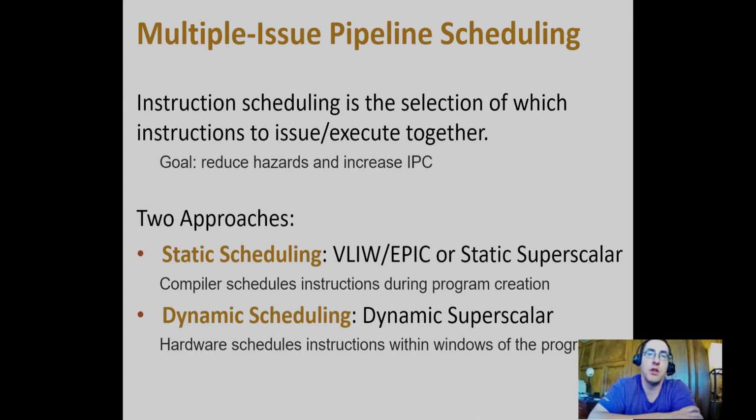So then dynamic scheduling is where hardware is going to select which instructions out of a set of instructions will get to go through the processor. We're going to hold off on talking about dynamic scheduling until at least next time, if not later.